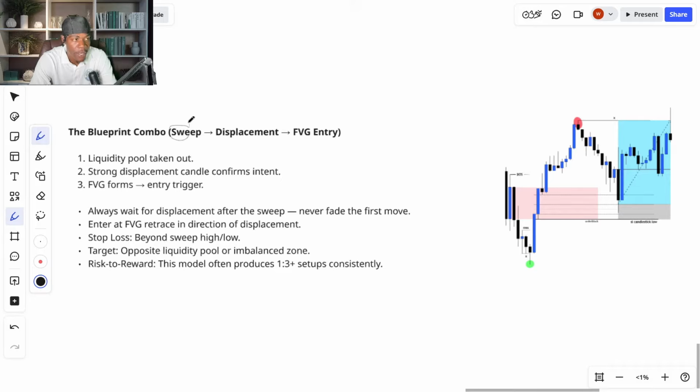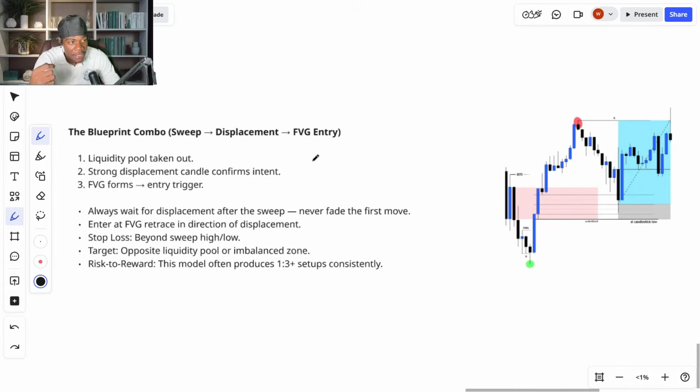First, we need a liquidity sweep, a displacement, and our fair value gap entry. It's only 3 things: a liquidity sweep, a displacement, and the fair value gap entry. First, we need a recent liquidity pool taken. Make sure you watch my previous videos on liquidity where I show all the types of liquidity. We have equal lows, equal highs, consolidation zones, sideways pattern liquidity. There are a lot of different types of liquidity. So a liquidity pool has to be taken out first.